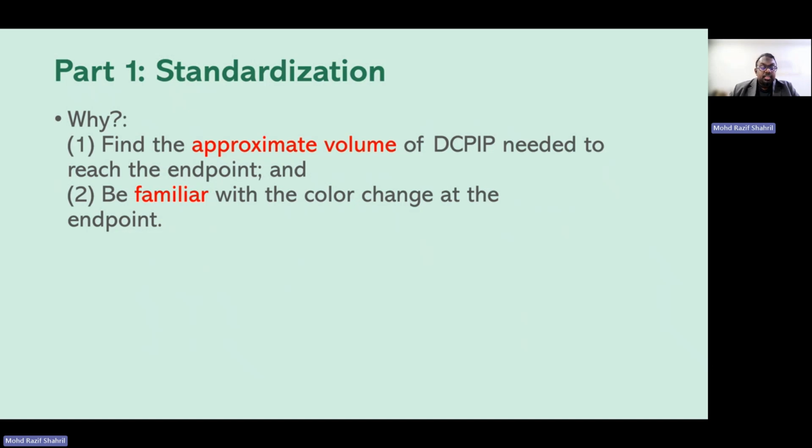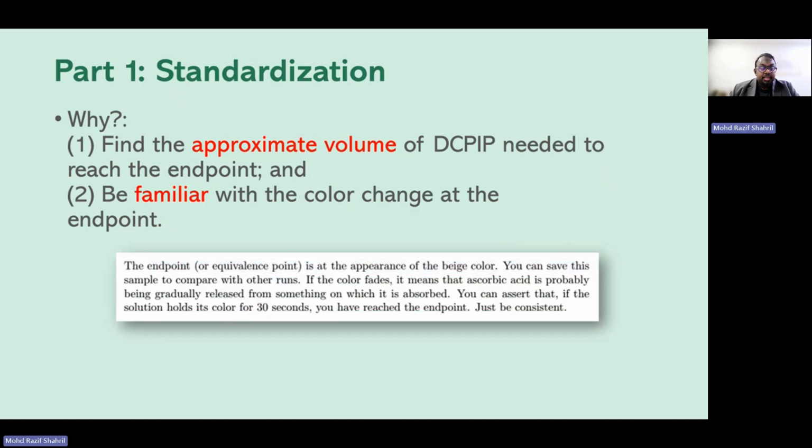The endpoint is reached at the appearance of a beige color. If the color fades, it means ascorbic acid is probably being gradually released from something it has been absorbed on. The golden rule here is that if the solution holds its beige color for 30 seconds, you have officially reached the endpoint. Just be consistent throughout the experiment.